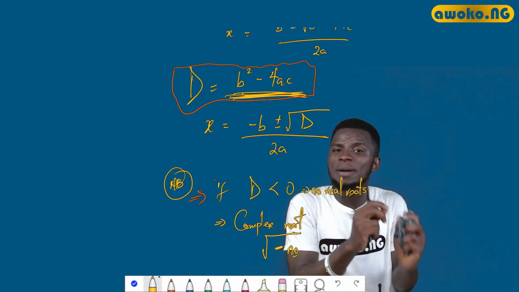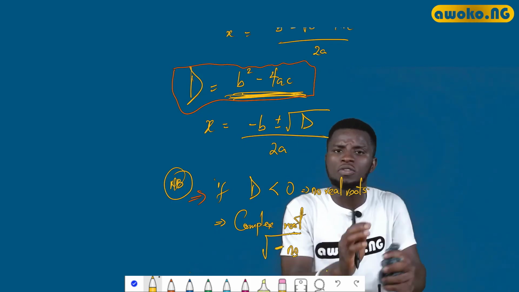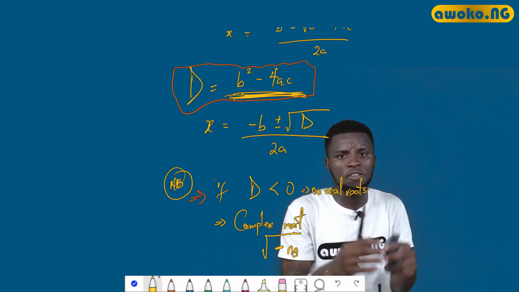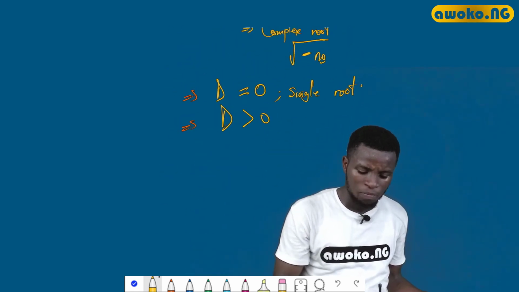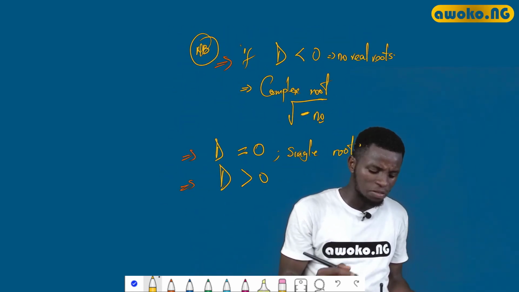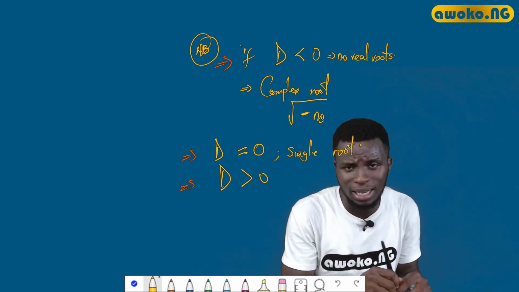This will enable you to know how to maneuver your way very, very fast than if you don't know what to do at all. Is that okay? So this is actually the reason why the concept of discriminant is very, very important in mathematics.